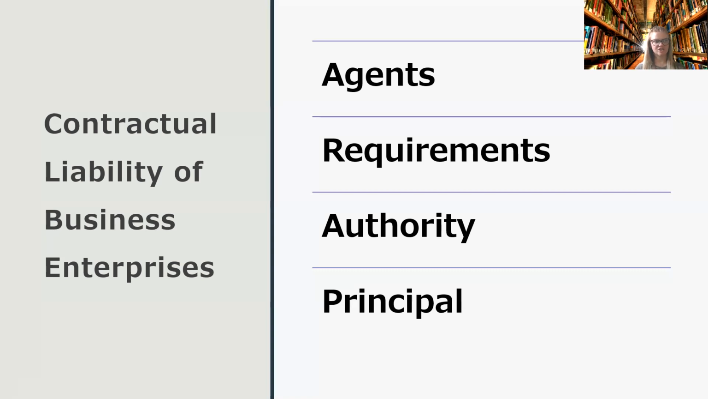A special agent is an agent authorized to conduct a single transaction or a series of transactions not involving continuity of service. So this is someone who isn't actually probably one of the officers. It's someone who has been brought in just for a specific task.